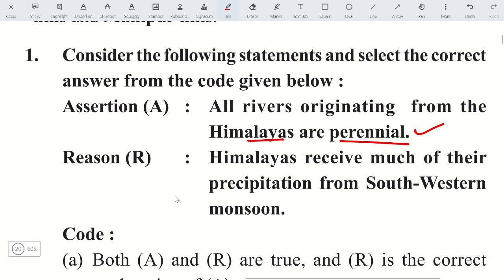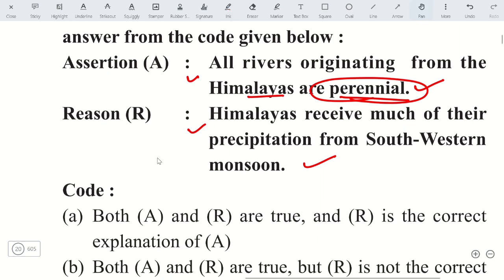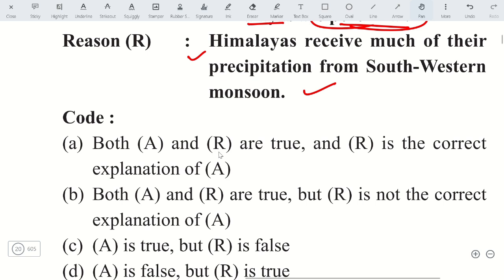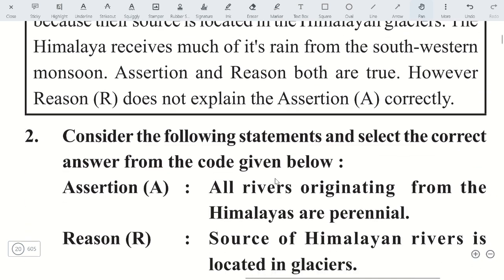Reason: Himalayan rivers receive much of their precipitation from southwestern monsoons. It is true, but not the explanation of being a perennial river, because Himalayan rivers are perennial because of glaciers. So they receive their water from the melting of glaciers. Both statements are true, but R is not the explanation of A. Both A and R are true, but R is not the correct explanation of A. The option will be B. Let's move on to the next question.